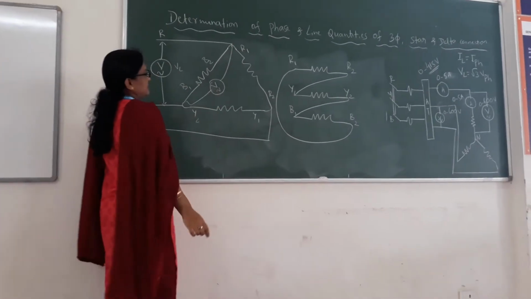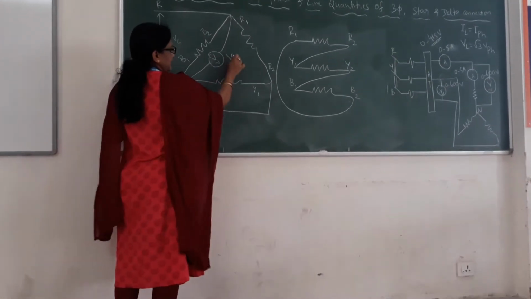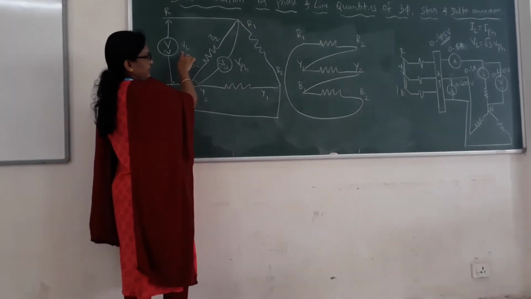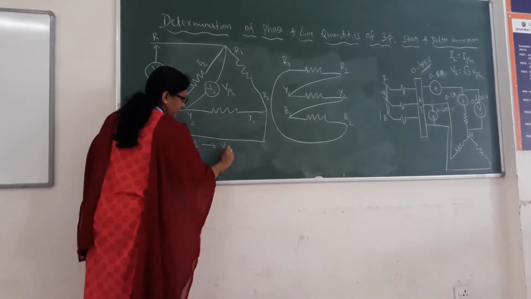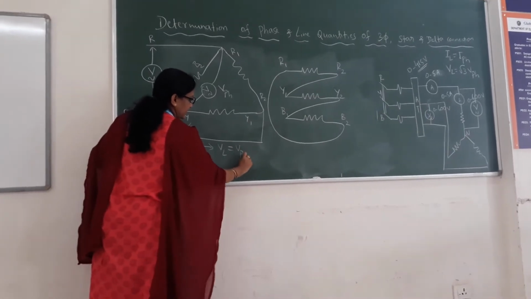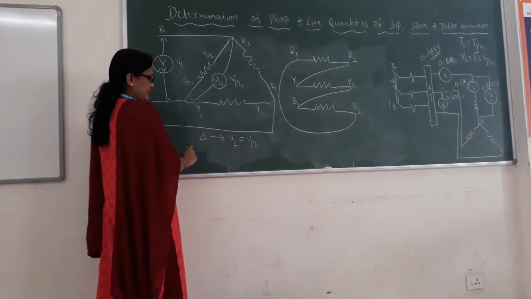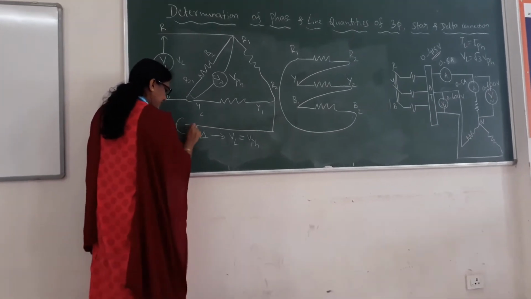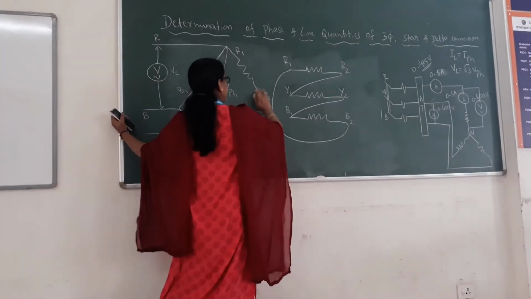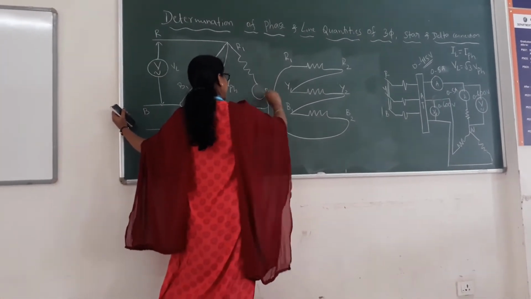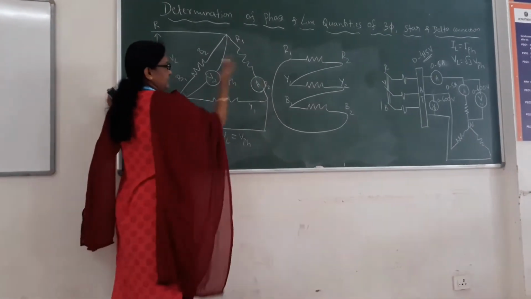Measure this voltage across the phase. What do you mean by this? This is V phase and this is V line. In case of delta connection, line voltage is equal to phase voltage. Okay? When you are going to measure the currents, you are going to connect the ammeter in series with the line. Okay? And to measure the current in the phase, you are going to insert an ammeter in series with the phase.